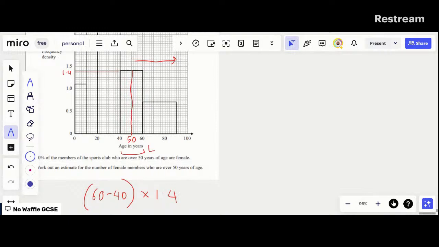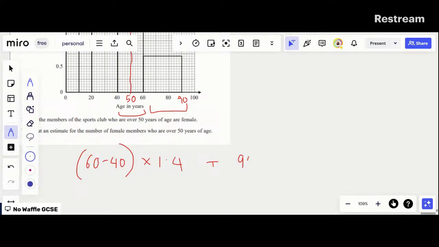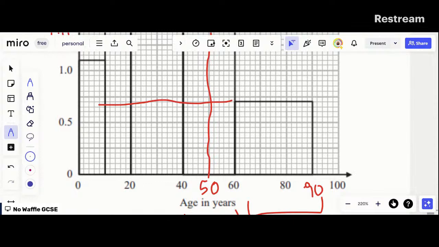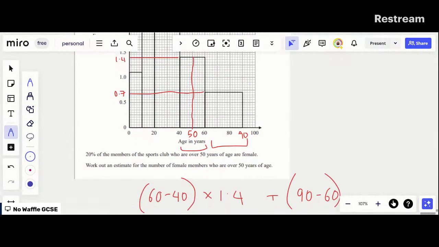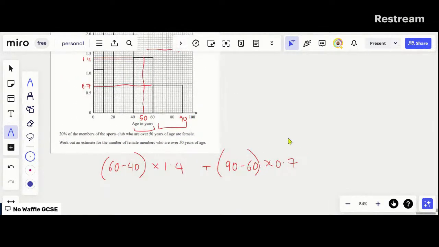And the total number of members who are between 60 and 90 is going to be 90 minus 60 multiplied by that frequency density. So that frequency density is 0.7. Okay, and then you add those up to find the total number of people above that age. So working that out on the calculator, you should get 35.